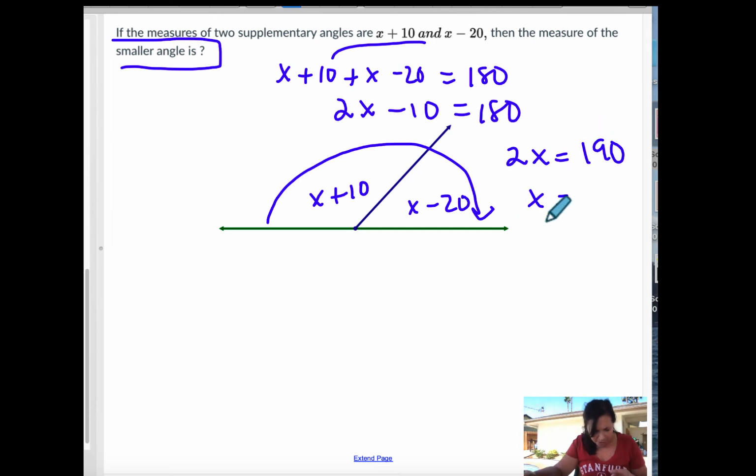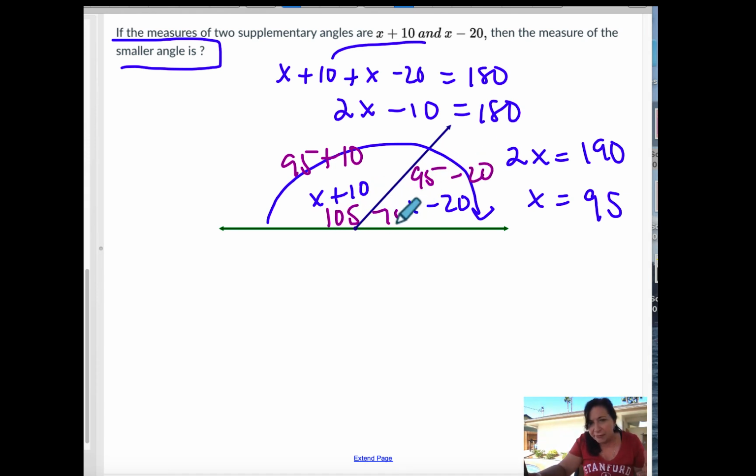I'm going to divide by 2, right? 190 divided by 2. And what is that? 95. I know I'm being lazy about that, using my calculator. Sorry. So x is 95. So now I want you to plug the values in. X is 95. So we've got 95 add 10. So that's 105. And then 95 minus 20 is 75.